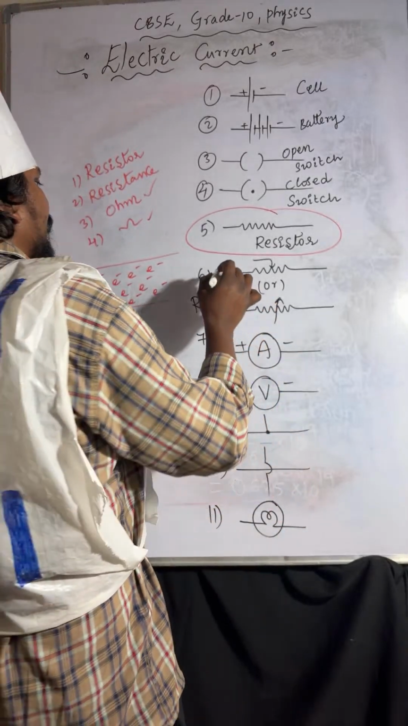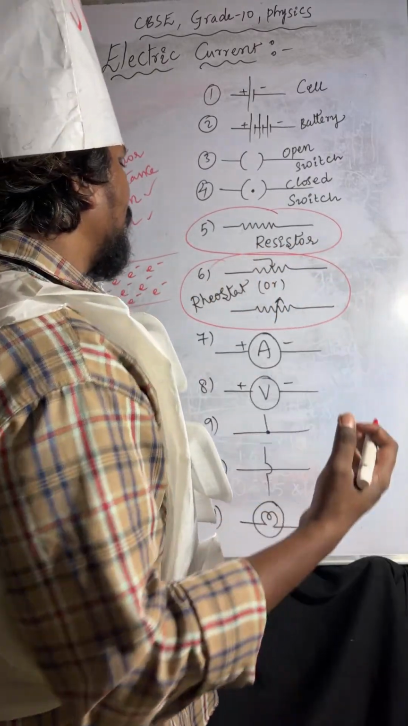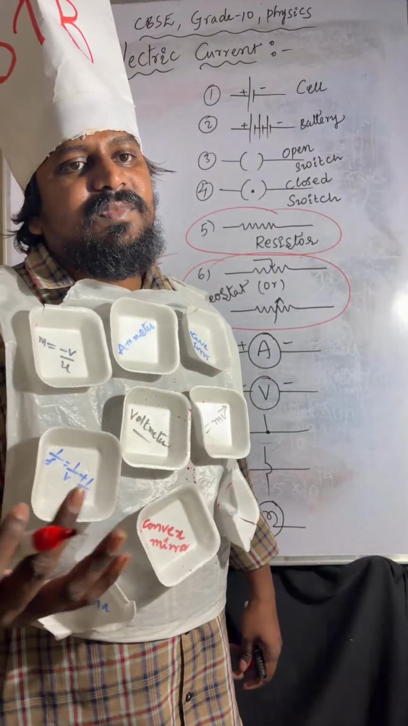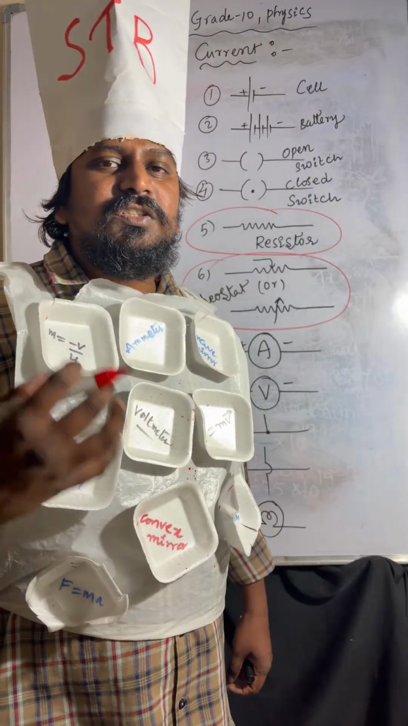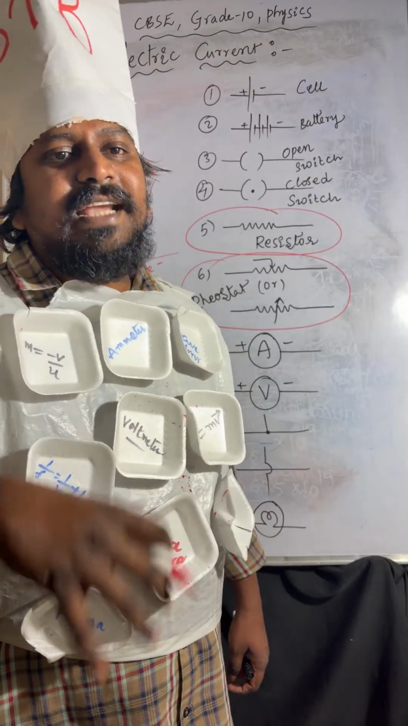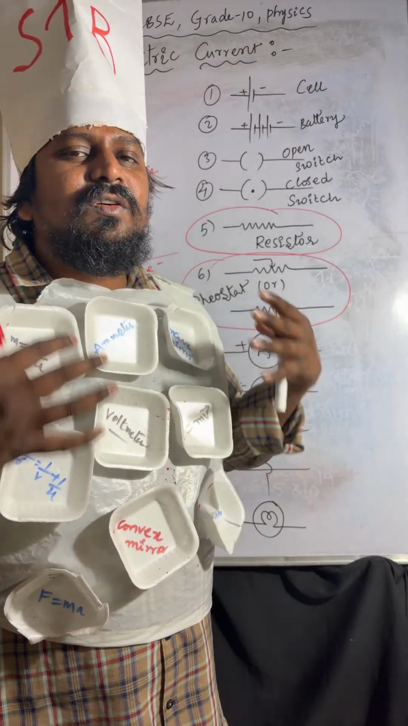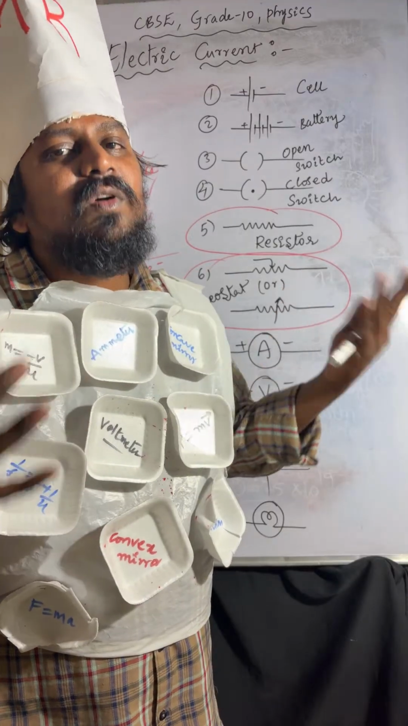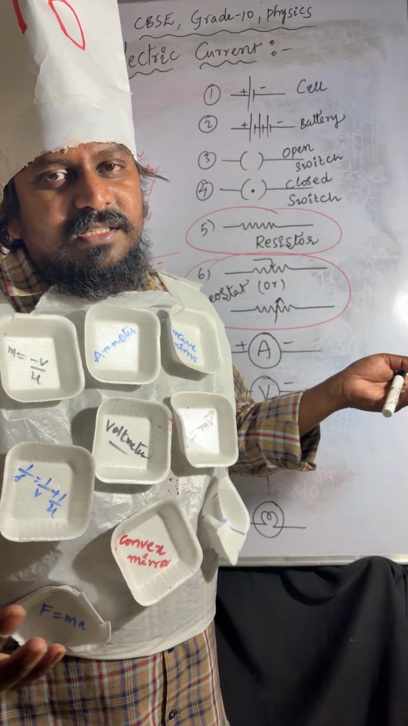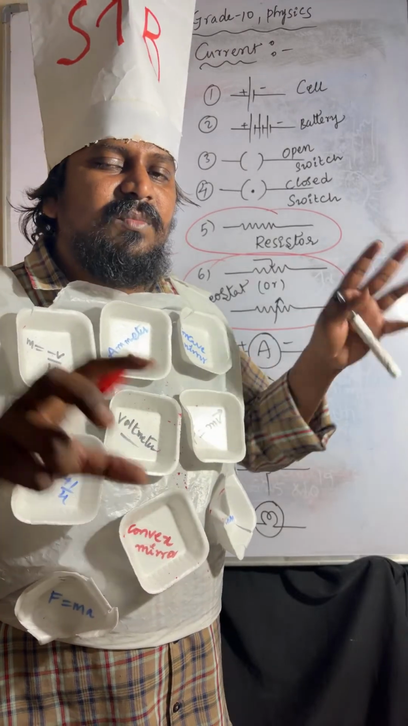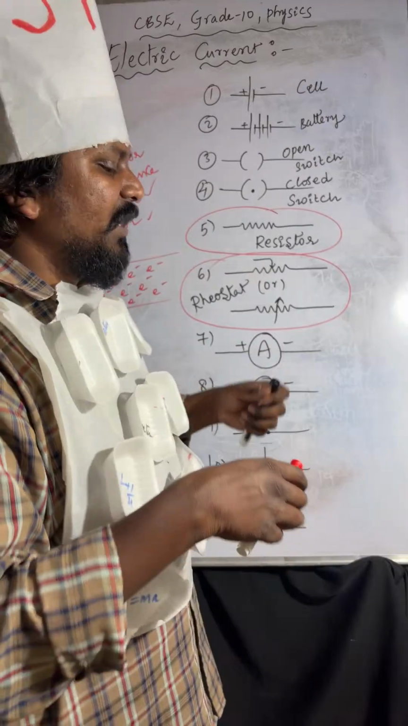Now, rheostat. Rheostat is a device which is used to regulate the current without changing the voltage source. Okay, the voltage source is not changed, and we are able to regulate the current. That is called a rheostat.